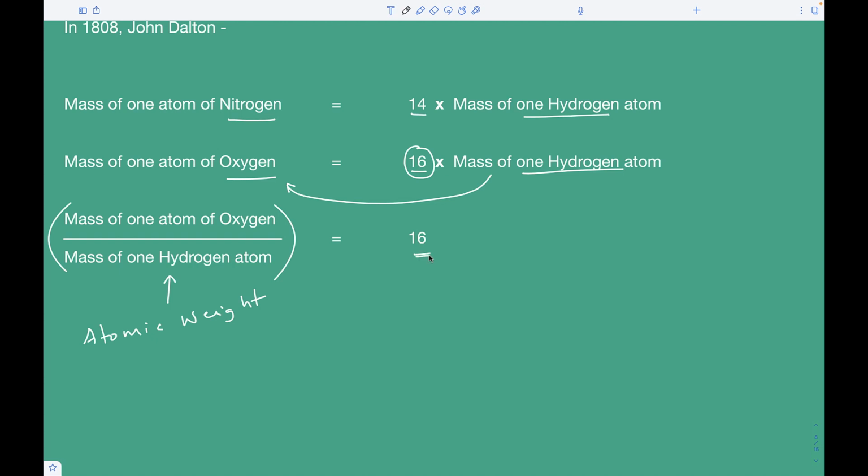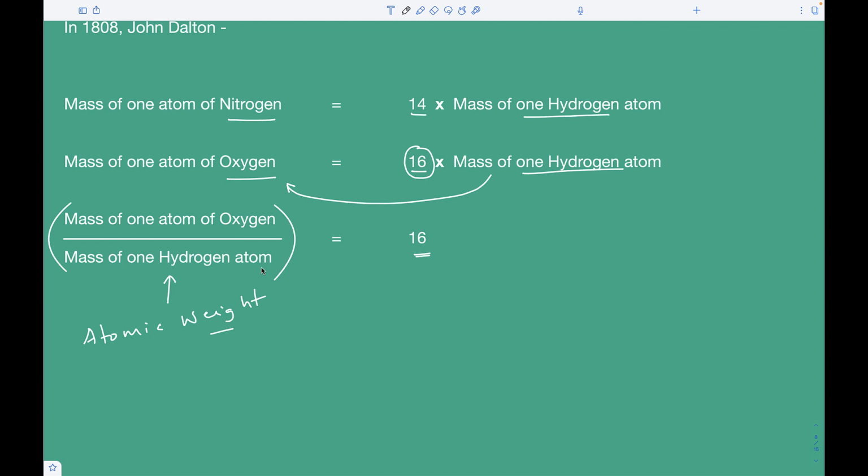And what is this 16? It tells the number of times one oxygen atom is heavier than one hydrogen atom. So atomic weight tells the number of times one atom of an element is heavier than one hydrogen atom that he took as reference to compare the masses of different atoms.